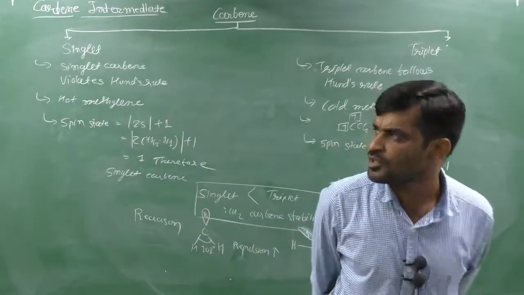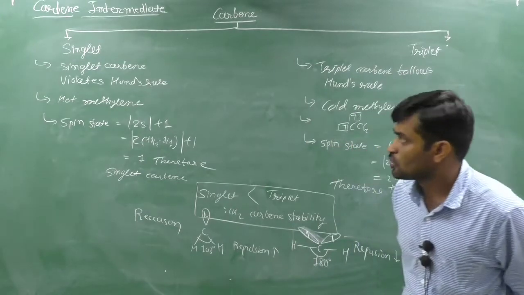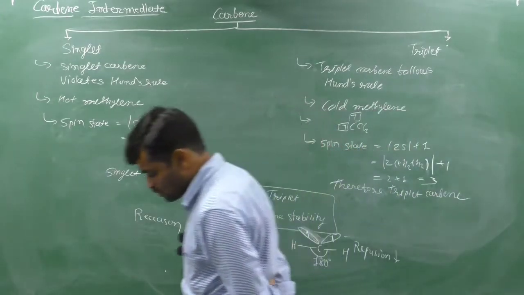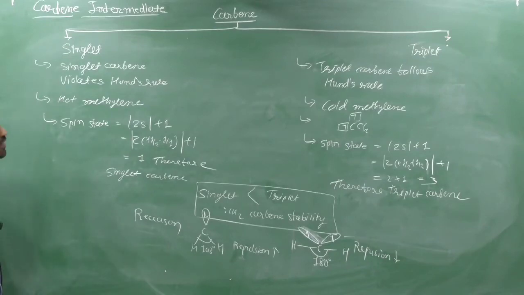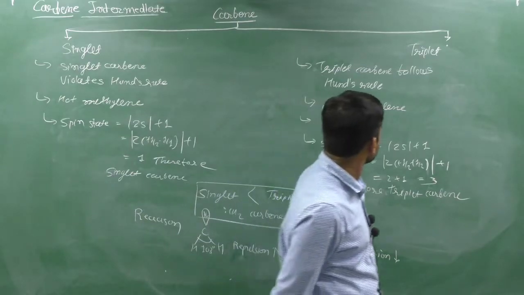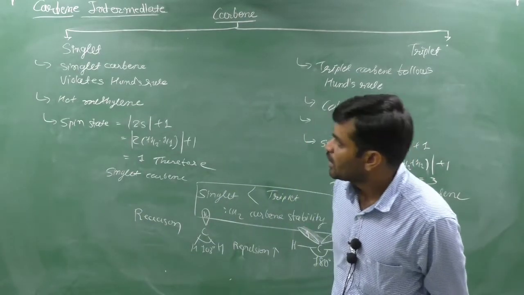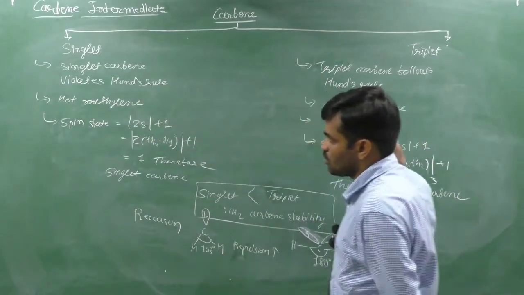Another difference between singlet and triplet carbene is that singlet carbene violates Hund's rule, meaning it does not follow Hund's rule, while triplet carbene follows Hund's rule. Clearly, we can remember it. Next point: singlet is a hot methylene, and triplet is a cold methylene.